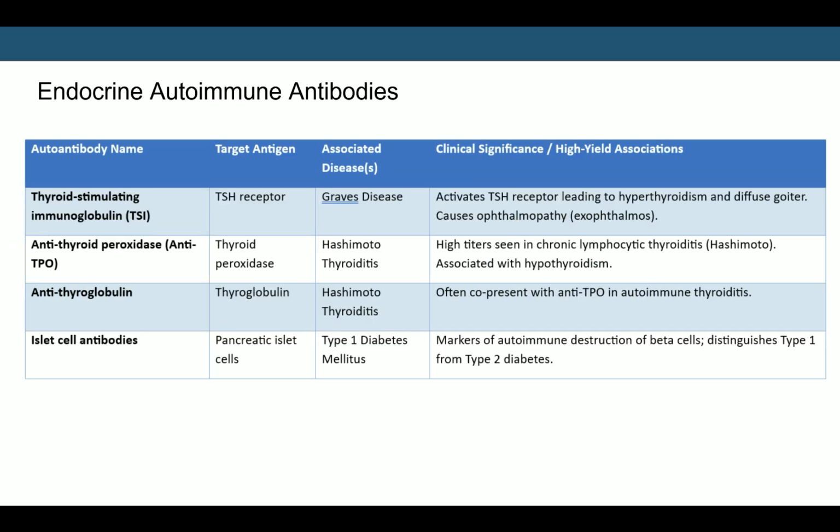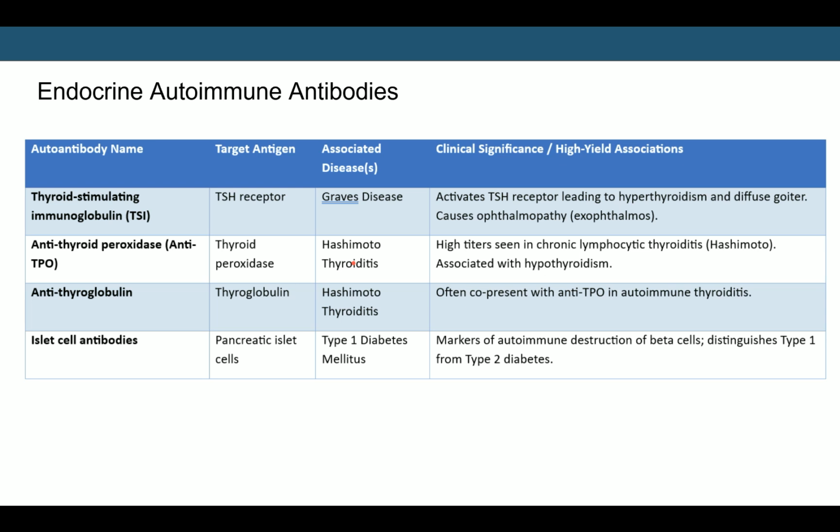For the endocrine ones, we have the thyroid-stimulating immunoglobulin. This is associated with Graves' disease. So basically in Graves' disease, we have antibodies that go to the TSH receptors, and they are going to stimulate thyroid production. That's why we have hyperthyroidism in Graves' disease. It activates the TSH receptor, leading to hyperthyroidism and diffuse goiter, and it causes ophthalmopathy, which is going to be exophthalmos.